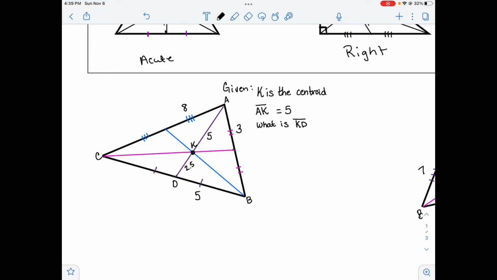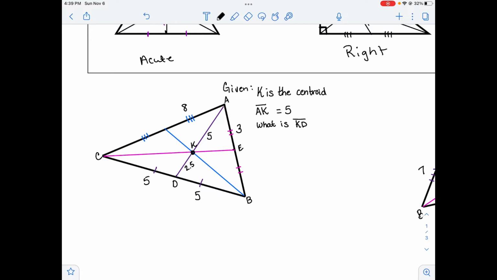Now also notice that we have some pieces not marked. Being told that they're the centroid and these pieces are going through, we automatically know if this side DB is 5, then CD segment is also 5 because it creates 2 congruent pieces going through the midpoint. Same thing with A here. Maybe we call this E. A to E is 3.